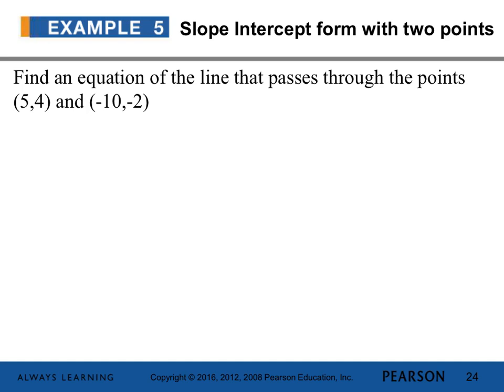Slope-intercept form if all you're given is 2 points. Remember, slope-intercept form is y equals mx plus b. That means one of the very first things that we're going to need to do is find m. And in order to find m, remember that it's just the difference of the y's and the x's. Either point can come first.